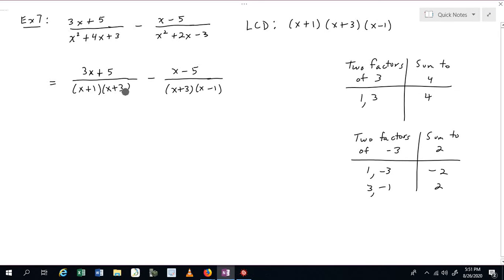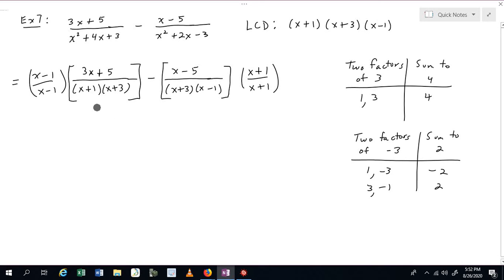Now we've got to make sure that both of these denominators look like this. So what's missing over here? It's missing the x minus 1 factor. And so we're going to force that in by multiplying by x minus 1 over x minus 1, which is equal to 1. So we're not changing the value of this fraction, we're just changing the form. This one over here is missing the x plus 1. So we're going to multiply by x plus 1 over x plus 1, which again is equal to 1. So we're not changing the value of the fraction.